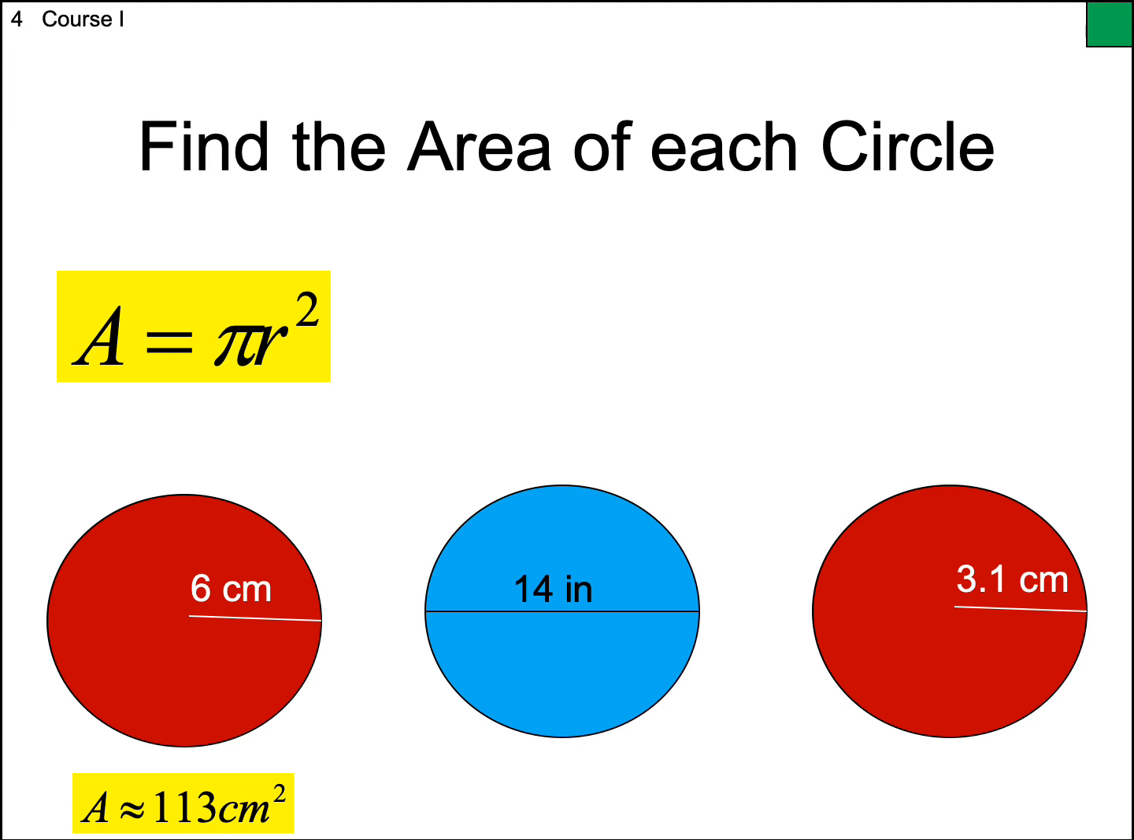Okay. All right. The middle one, the 14. Yes, I'm trying to mess with you. I gave you a diameter. What is the radius, Kai? That is correct. The radius is 7. Priscilla, what'd you get? Okay, that is correct.